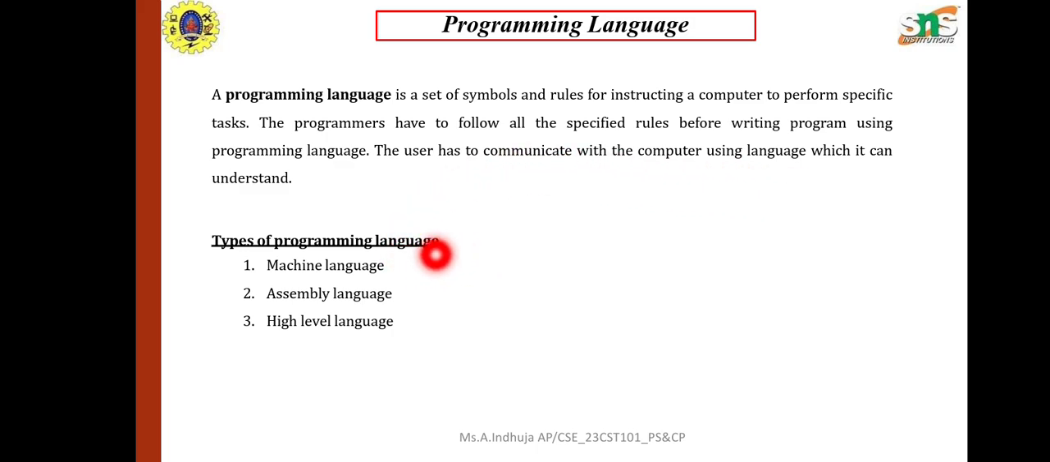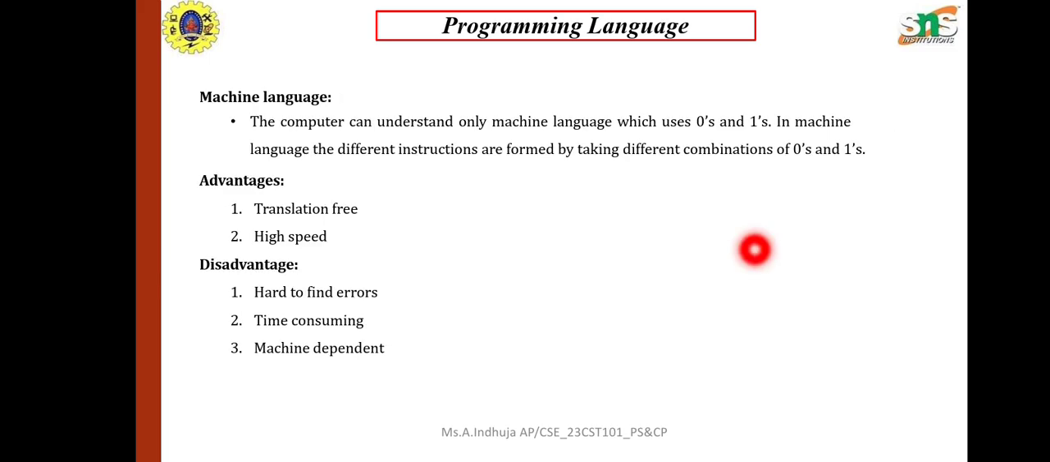Okay, so next, the types of programming language. So we have three types of programming language here. The first one is machine language, the second one is assembly language, the third one is high level language. Okay, so these are the three types of programming language. So the first one is machine language.